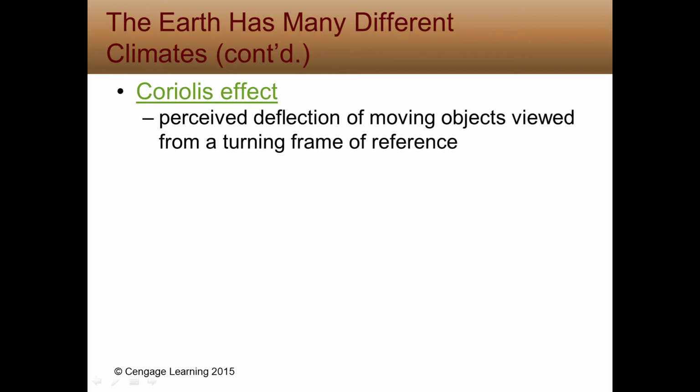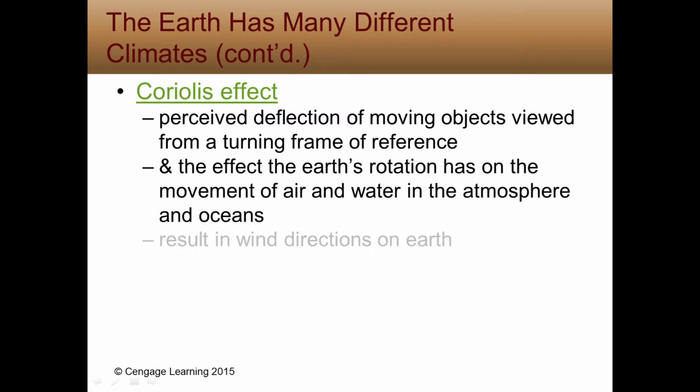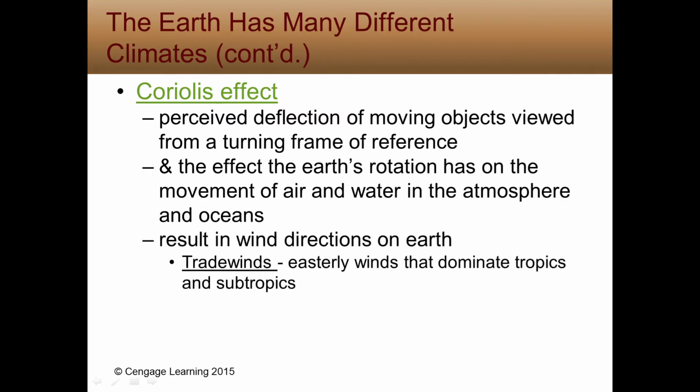There's a great video that you should watch when you go to the actual lecture that I shared about the Coriolis effect. But the idea is this perceived deflection when you look at something from a turning frame of reference. Okay? And the effects the Earth's rotation has on the movement of air and water. So basically, why do we care? Because it results in different directions of wind on Earth.